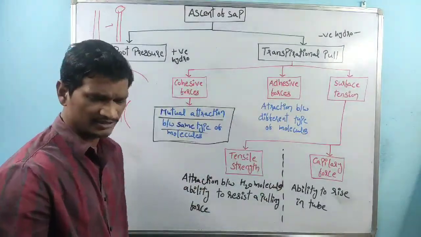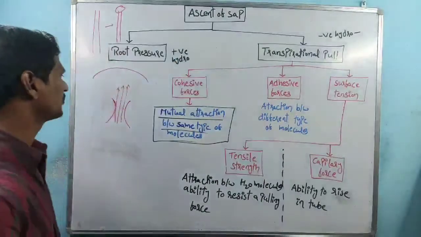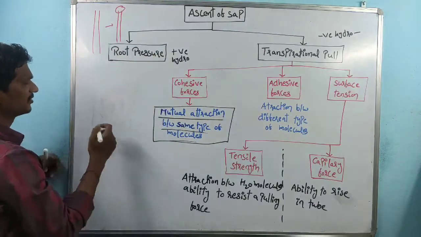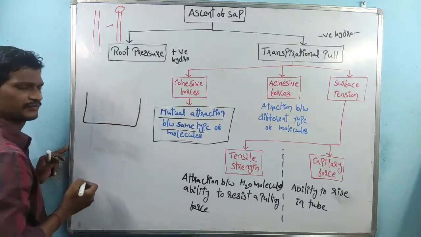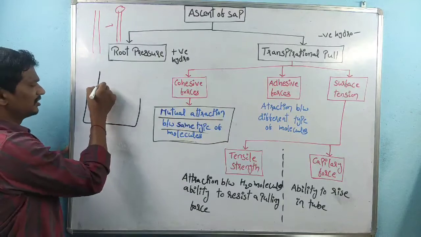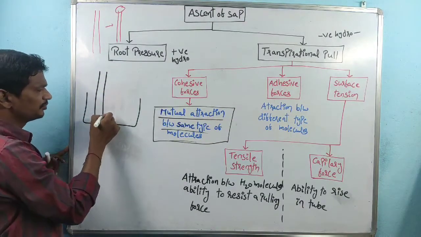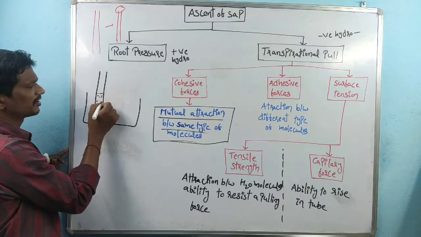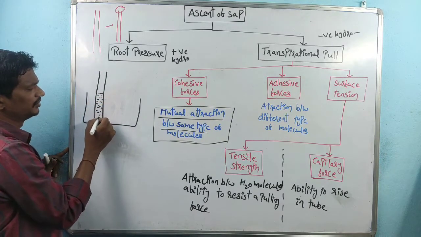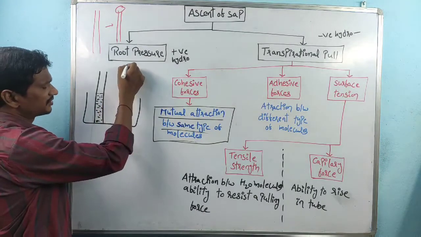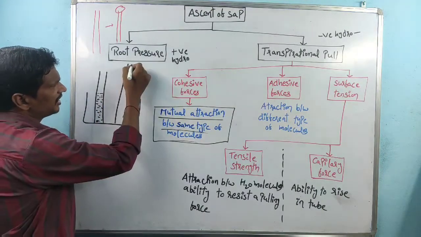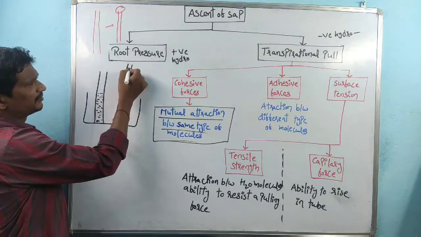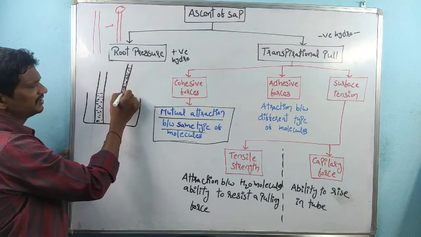The last one is capillary force. We know about capillary force. Capillary force mainly depends on the diameter. Suppose this is a beaker, and this is a tube, and this is the diameter. Here is the water level. This is another tube, and here the diameter is very small.